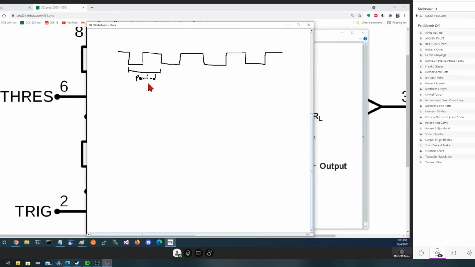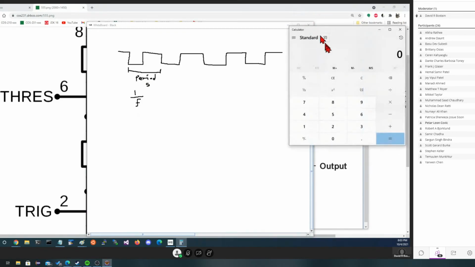It's measured in seconds, and it's the inverse of the frequency. So the frequency of this, let's say it were 100 times a second. That's my frequency. If I invert that, that tells me how long the period is. The period is 10 milliseconds long.